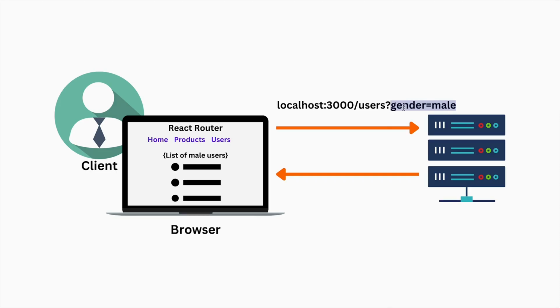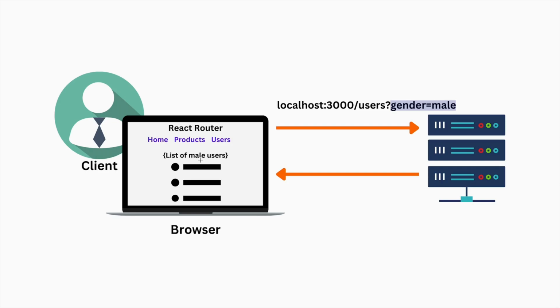It can be more than one, I have just taken one. It's going to be in key value pairs, so gender is the key and male is the value. We can also add many key value pairs by separating them with an ampersand. If I pass this site, we're going to get the users filtered, and only those users with the gender male are going to be displayed here on the browser.